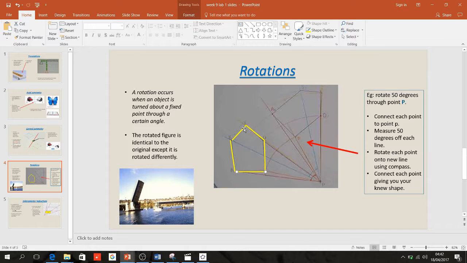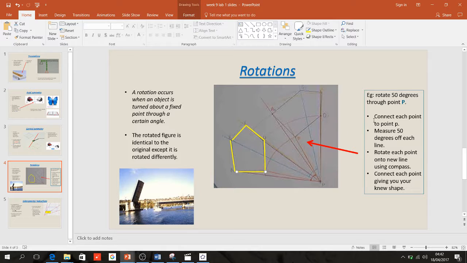In this question here, the rotation happens at 50 degrees through point P. So as you can see, we have the shape here rather like the gable end of a house, and this is P here, our center of rotation. Now, to do any rotation, it is essential that we have a center of rotation here, which is point P.